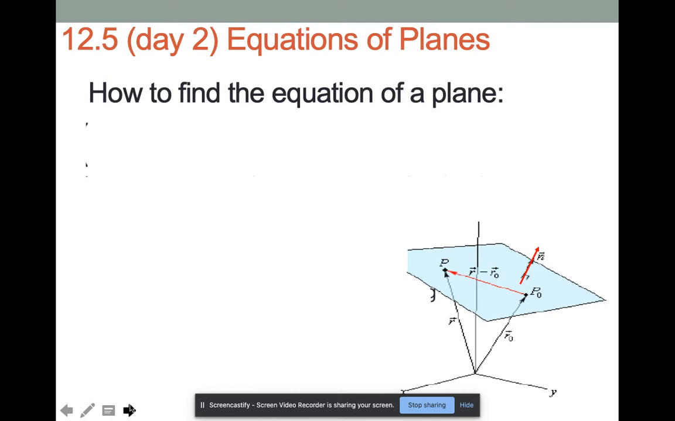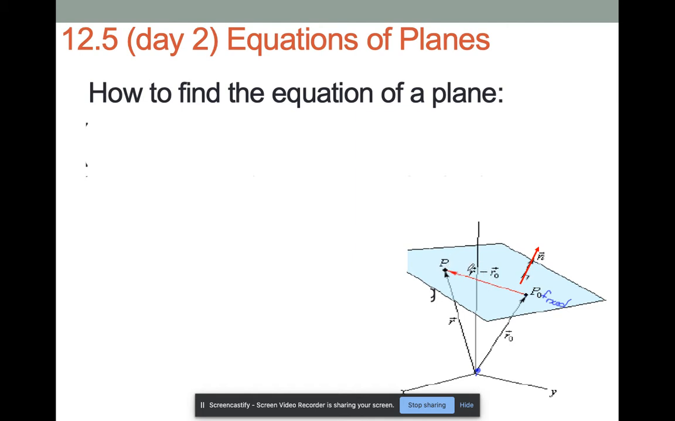So how to find the equation of a plane. This is kind of a sorry drawing, but I have this point here that is fixed. P sub 0 is a fixed point. And this is any other point on the plane. From the origin, the position vector r sub 0 goes from the origin out to the fixed point of the plane. And the vector r goes from the origin out to any point on the plane.